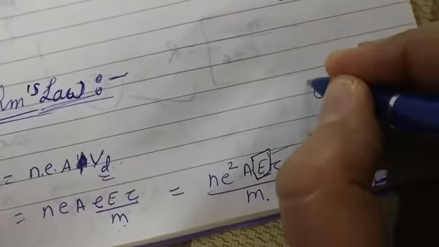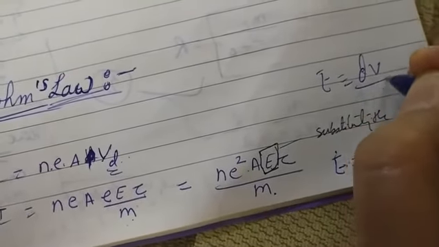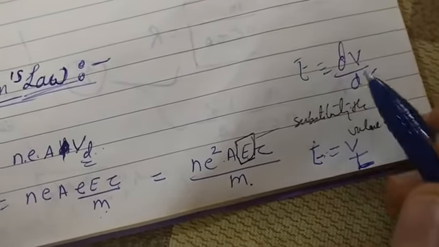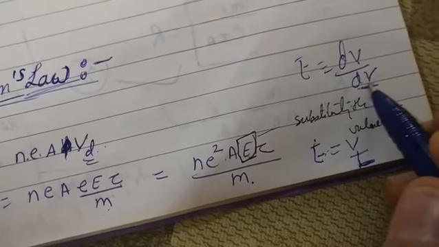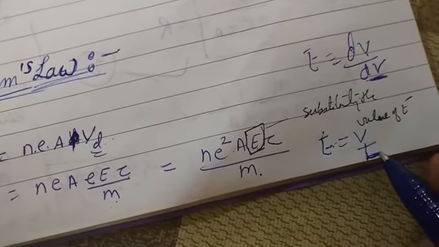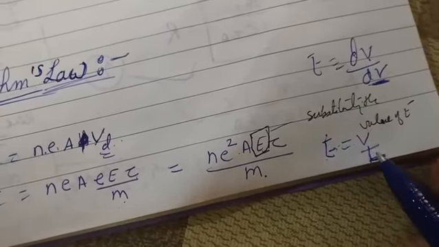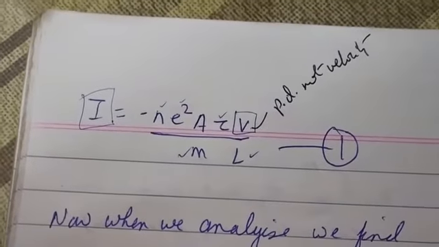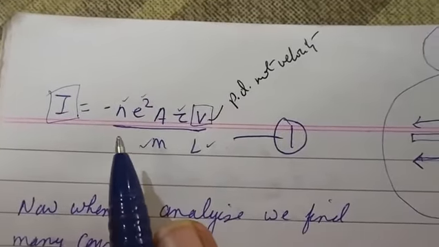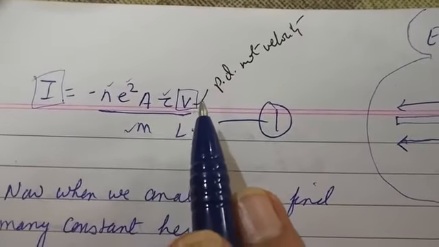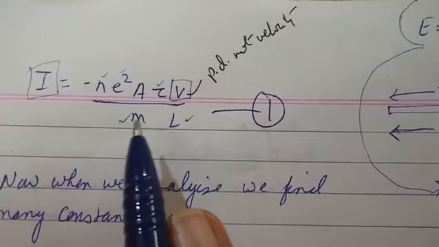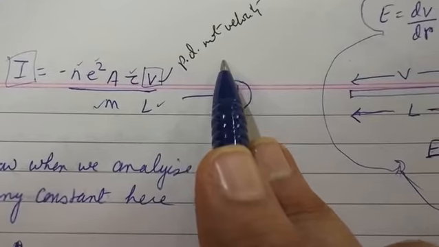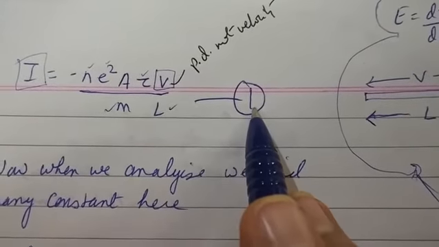This relation we already know, E is equal to dV upon dr. V is the potential difference and r is the distance or the length, so for the length of the conductor we have taken L. So E is equal to V upon L. Substitute it in place of E. Now see, I is equal to N e square A tau V upon L into m. Remember, this V is the potential difference, not the velocity. And this is equation number 1.